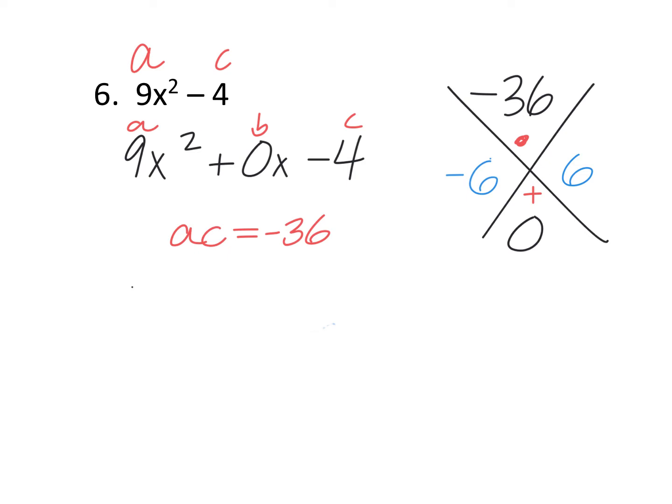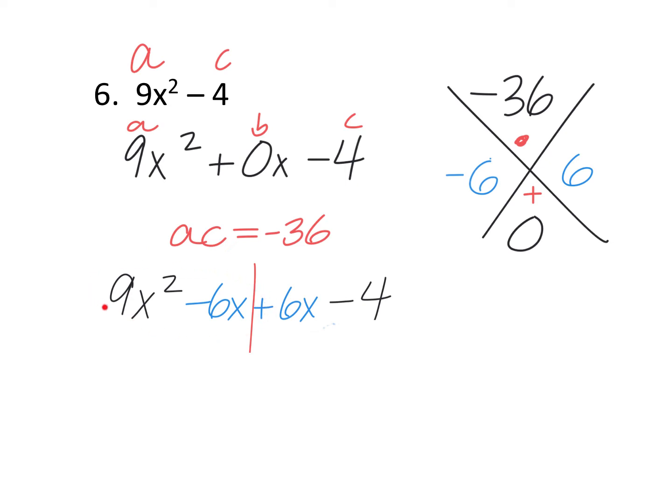So remember, now you keep the first term the same, you keep the last term the same, and you replace what's in the middle with -6x and +6x. And let's now split it and find the GCF. So half at a time. We need the GCF of this side.